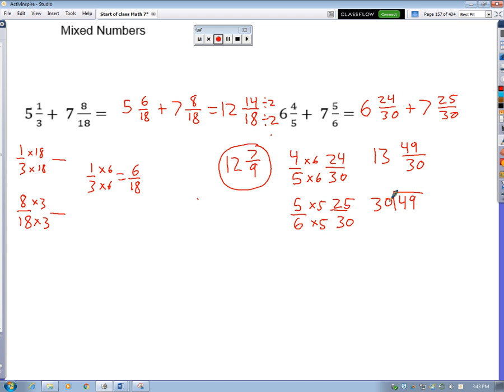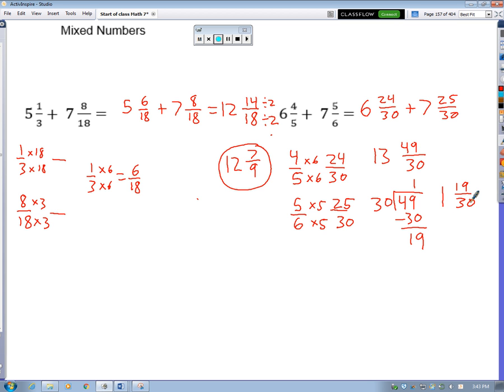by 30. I know 30 will go into 49 only one time. Take away 30. I'm left with 19. Alright, now I'm ready to rewrite this fraction part as a mixed number. 30 went into 49 one whole time. And then we have a remainder of 19. And then we have this 30 on the bottom.